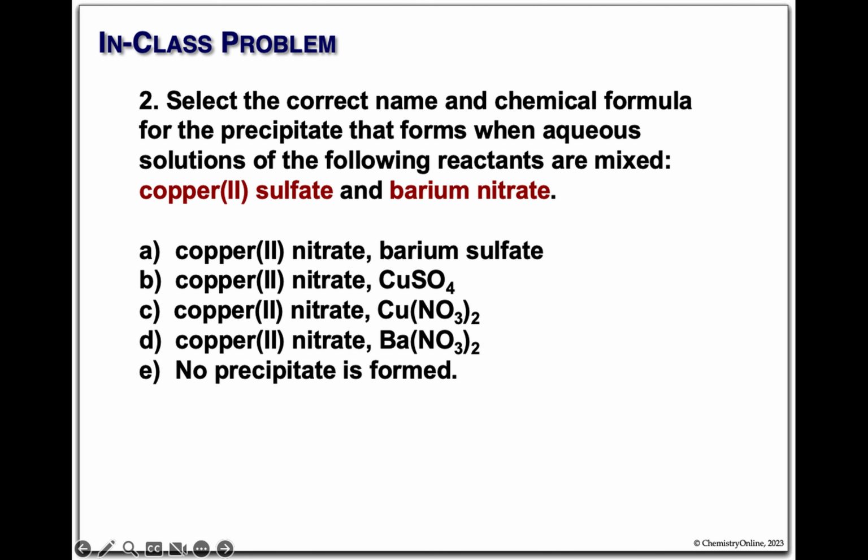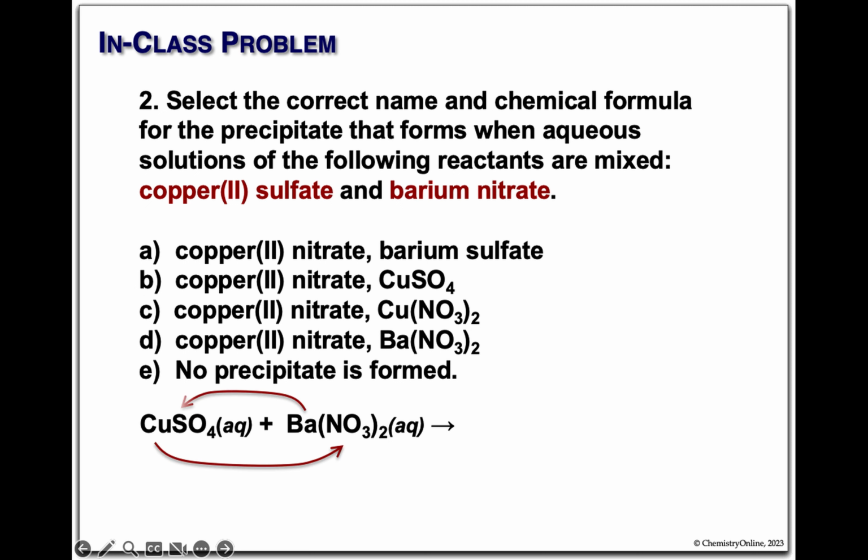All right, here we are mixing copper 2 sulfate and barium nitrate. We are going to get a precipitate. That means that this is a double replacement reaction. Because it's double replacement, the ions are simply going to swap. So we're dealing with copper sulfate and barium nitrate. The copper will pair with the nitrate, the barium with the sulfate.